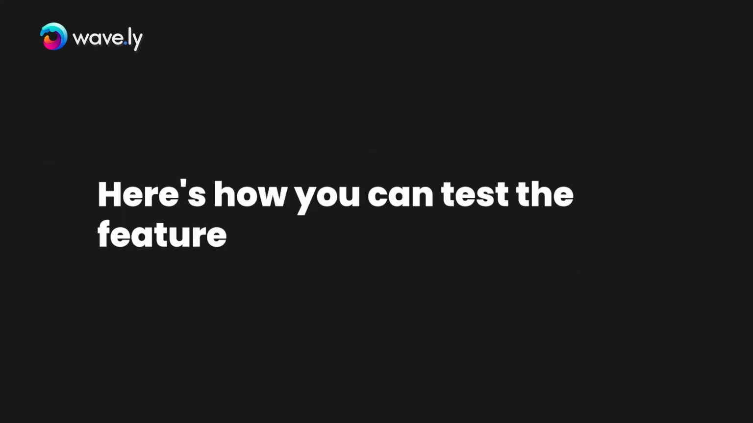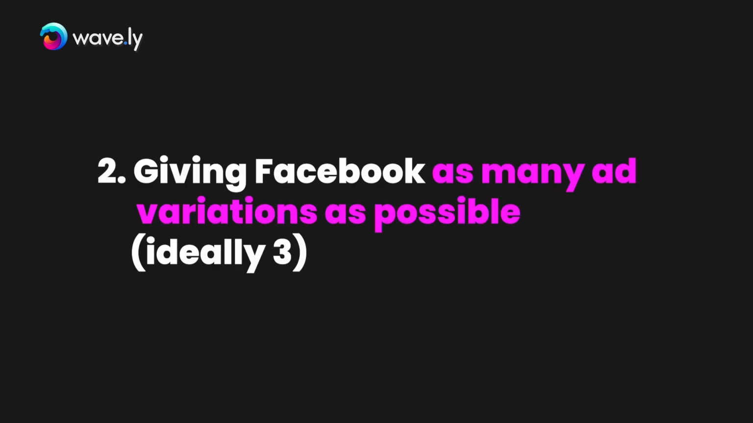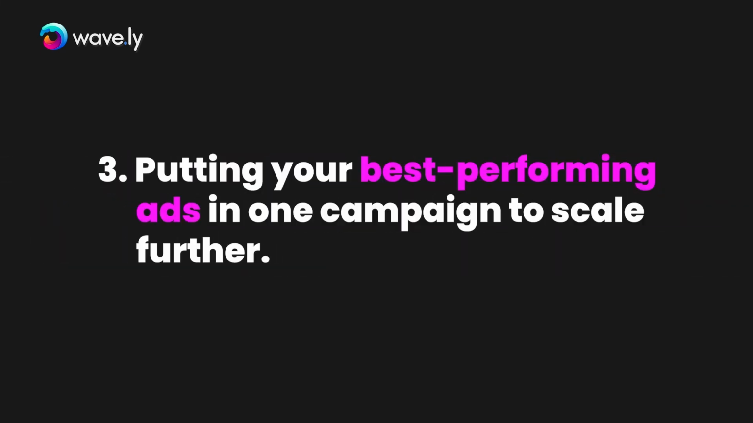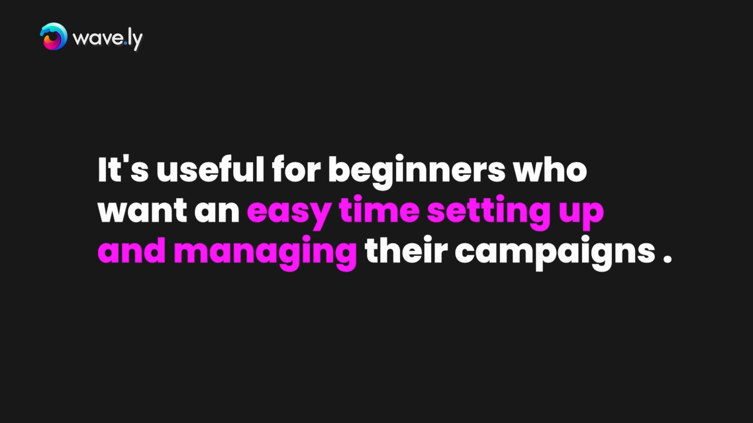And if you want to test CBO, here's what you can do. You can set minimum and maximum spend limits. You can give Facebook as many ad variations as possible, ideally 3. And you can put your best performing ads in one campaign to scale further. CBO is useful for both experienced marketers who have a lot of campaigns to manage, and it's also useful for beginners who want an easy time setting up and managing their campaigns.